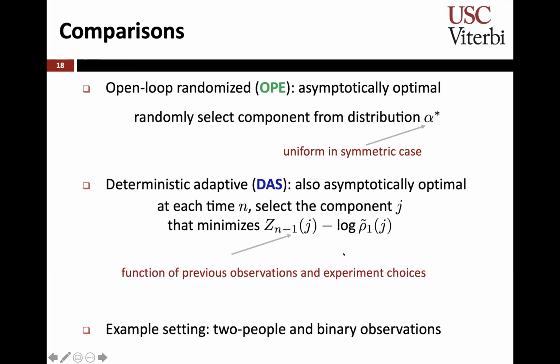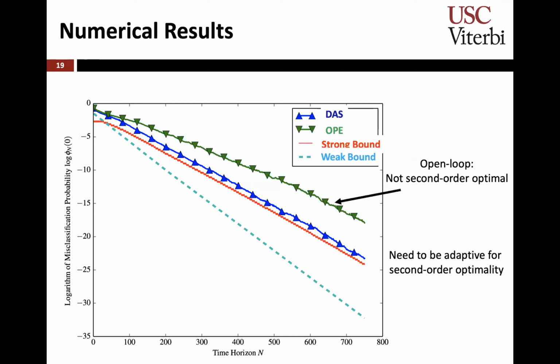Our strategy is deterministic but adaptive. It takes the outcomes of each of the previous tests and decides what the next thing to do is. Okay, and so this is just to show you that these bounds are very tight, and in particular, this lower bound here gives us hope that the strategies that we've come up with are not just asymptotically optimal, but they're also finite horizon optimal.